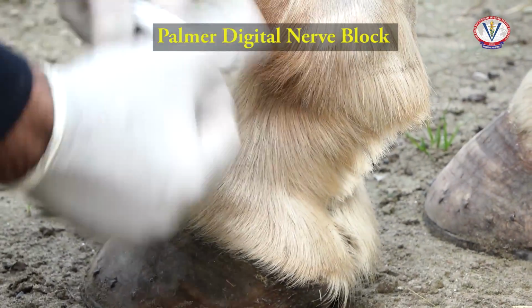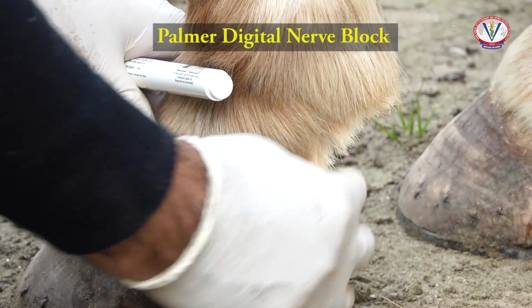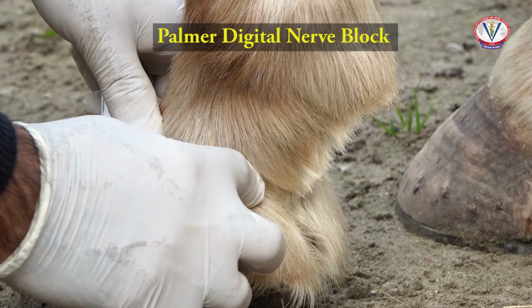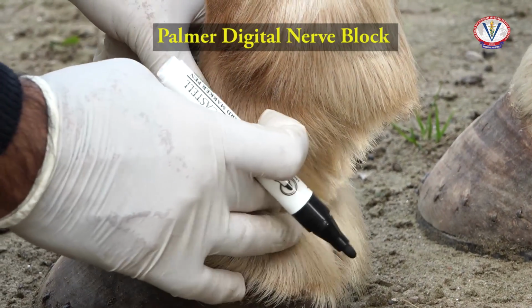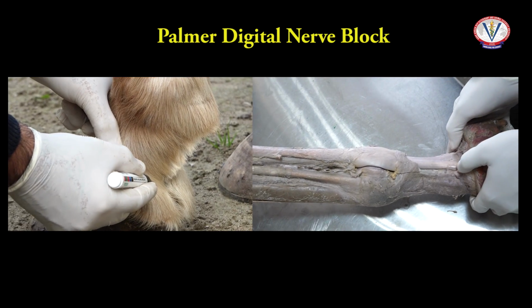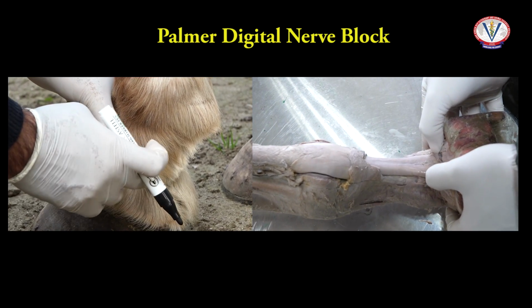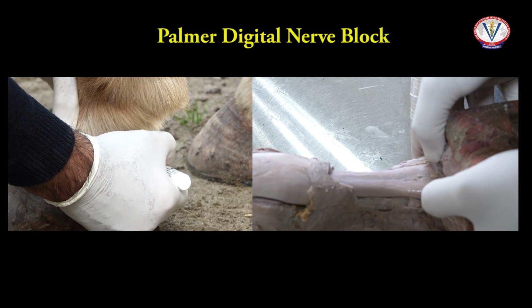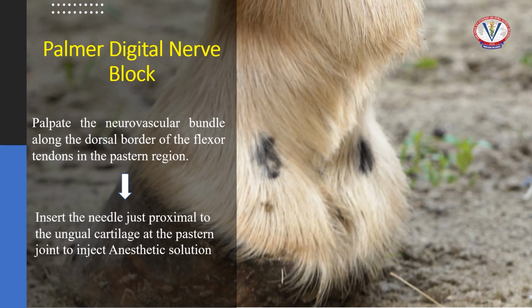The palmar or plantar digital nerve block anesthetizes the palmar or plantar nerves, innervating the palmar aspect or plantar aspect of the foot. To give this block, hold the limb, palpate the neurovascular bundle along the dorsal border of the flexor tendons in the pastern region. Palpate the lateral cartilages. Insert the needle just proximal to the ungual cartilage at the pastern joint.